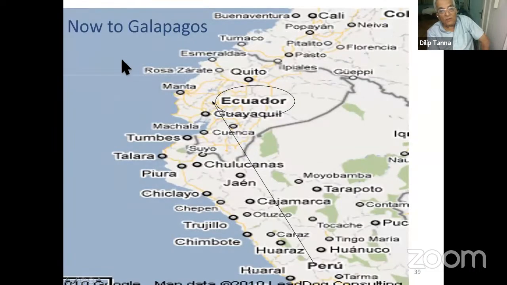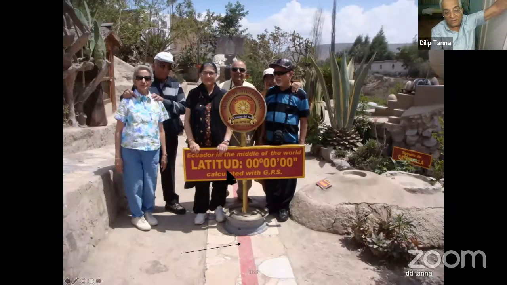And now to Galapagos from Peru. This is not a wonder of the world, but this is Galapagos, which is one of those exotic places to travel. So this is Peru, and this is Ecuador. Ecuador is at the zero level, as I mentioned in the earlier picture. It is at the zero equator. This is the zero latitude. Ecuador in the middle of the world, calculated with GPS.